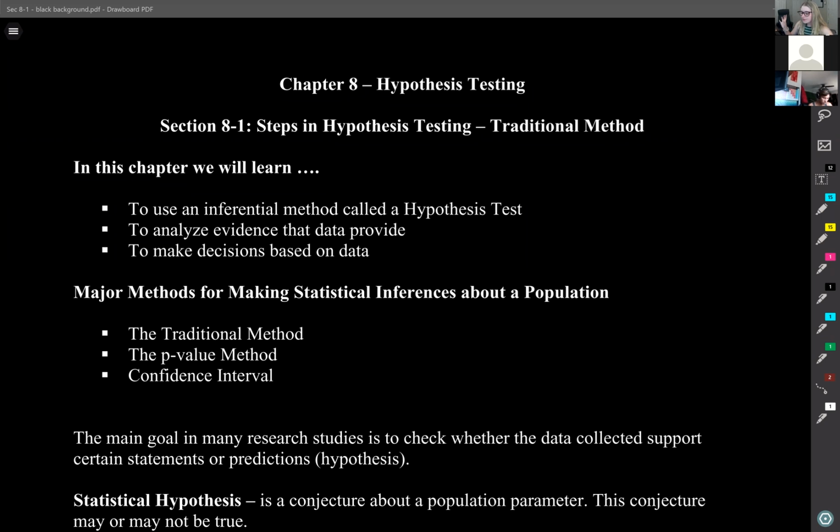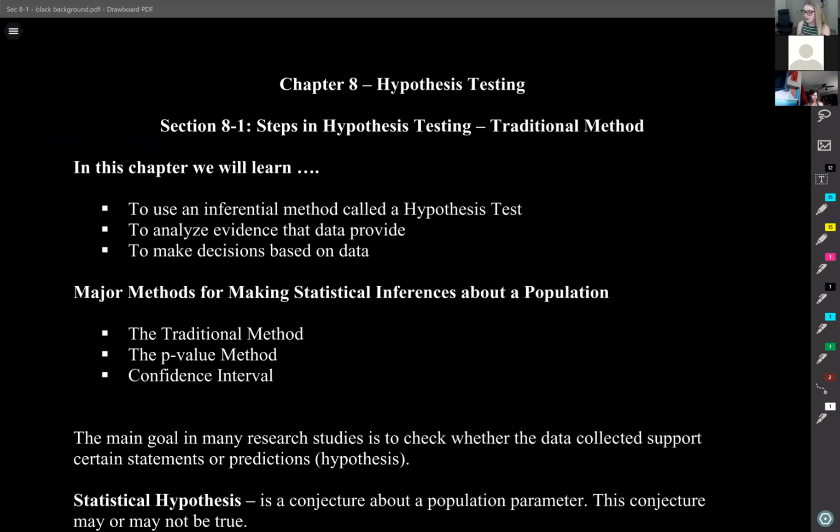So chapter 8, hypothesis testing. Section 1 is steps in hypothesis testing with the traditional method of it. So we'll go through a few different methods for how to test a hypothesis. I'll talk about the second method in my lecture video for Monday, but today we'll just do the first method.